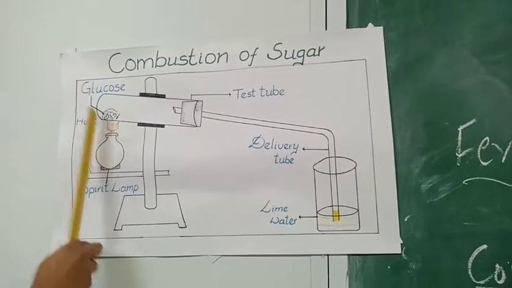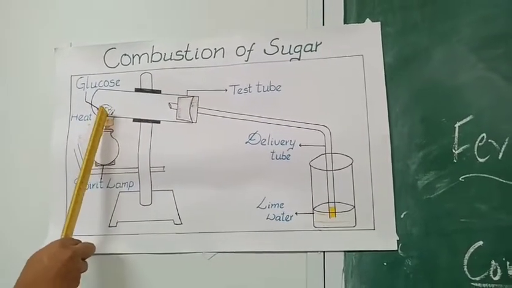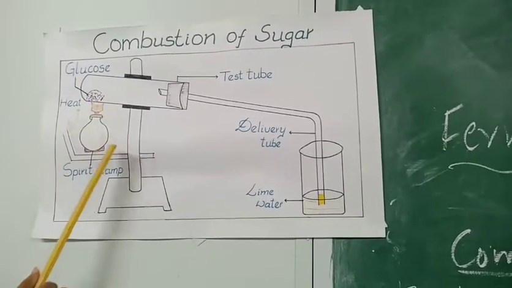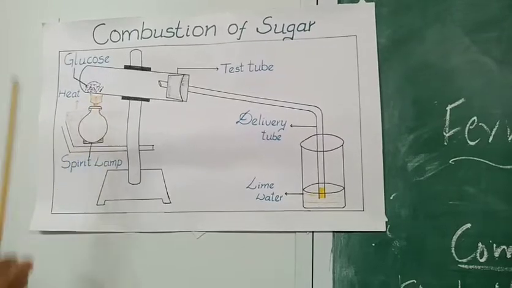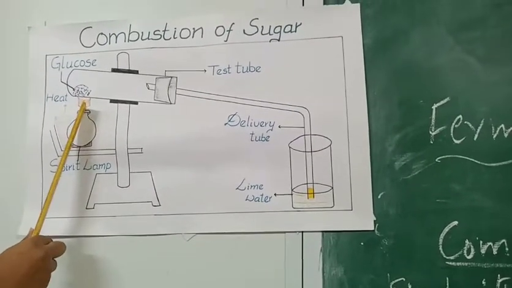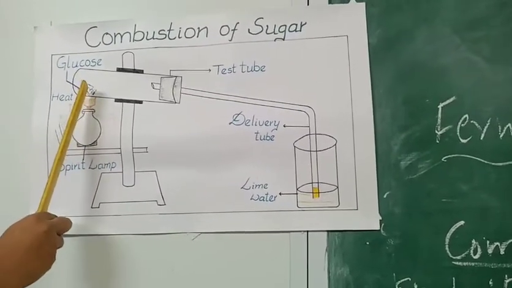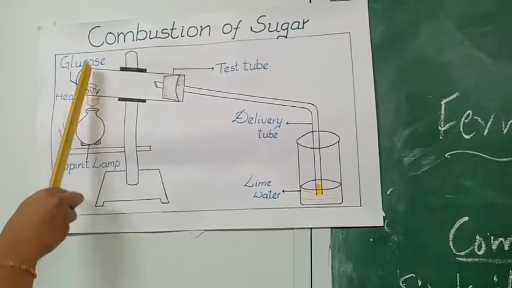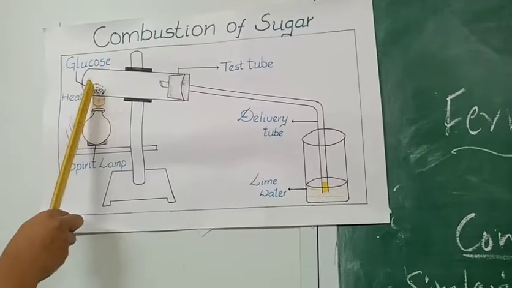So here, we'll be taking a test tube. Inside the test tube, we'll take the glucose solution, or we can take powdered glucose in a test tube, and it is heated with the spirit lamp. When the spirit lamp heats the glucose molecules, the glucose first melts, catches fire, and burns, releasing a large amount of energy.